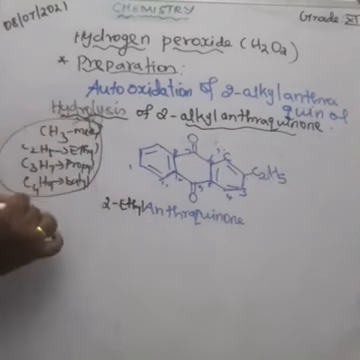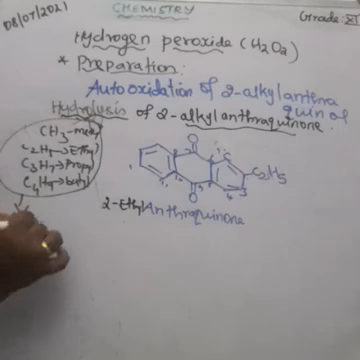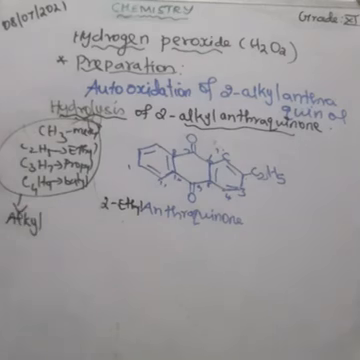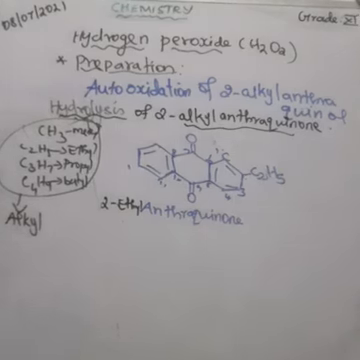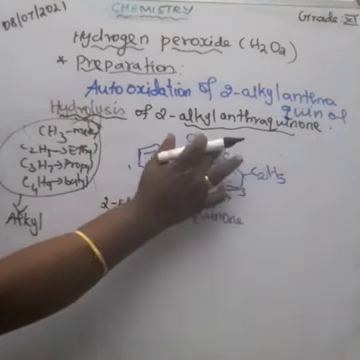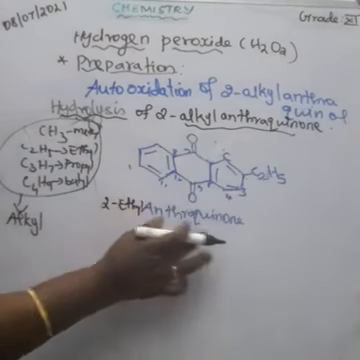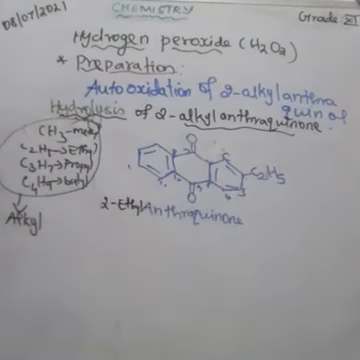So commonly we call all these groups alkyl groups, whether methyl, ethyl, propyl, butyl or pentyl. So in 2-alkyl anthraquinone, which alkyl group is present here? The ethyl group, C2H5, so we call it 2-ethyl anthraquinone. Understood about the structure of 2-ethyl anthraquinone?